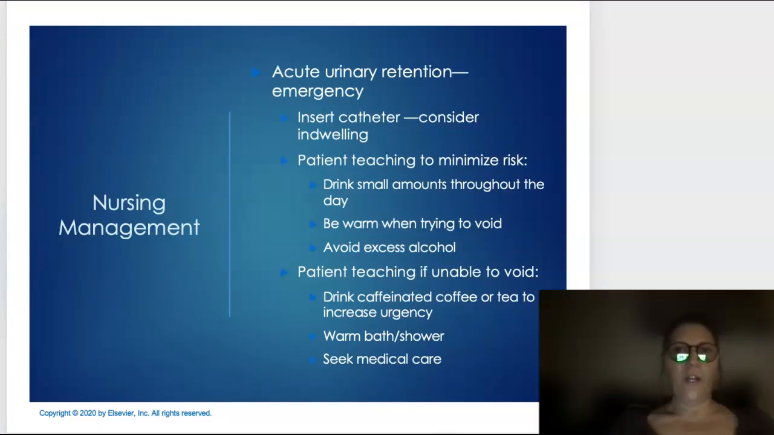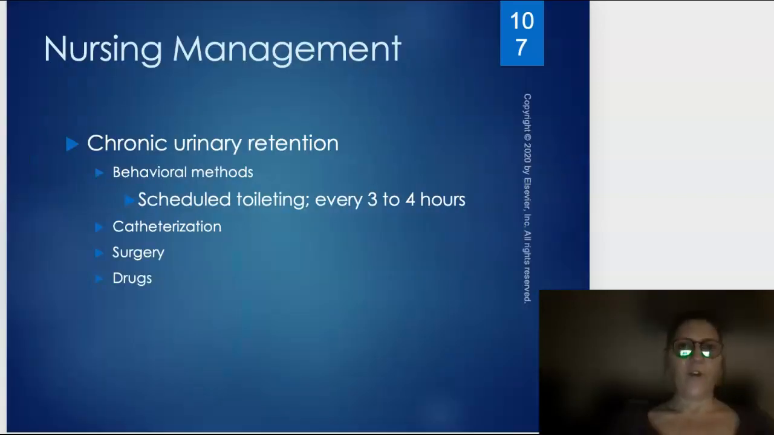For acute urinary retention, if it's an emergency and they can't get the urine out, we're going to put a catheter in. Hopefully you can get a catheter in. Consider an indwelling catheter to help them get rid of this retention. Patient teaching to minimize the risk is to drink small amounts throughout the day, to be warm when trying to void, and to avoid excess alcohol. They could drink caffeinated coffee or tea to increase their urine. They could take a warm bath or shower or seek medical care. For chronic retention, they're going to need a behavioral schedule with toileting, catheterization, surgery, or drugs.